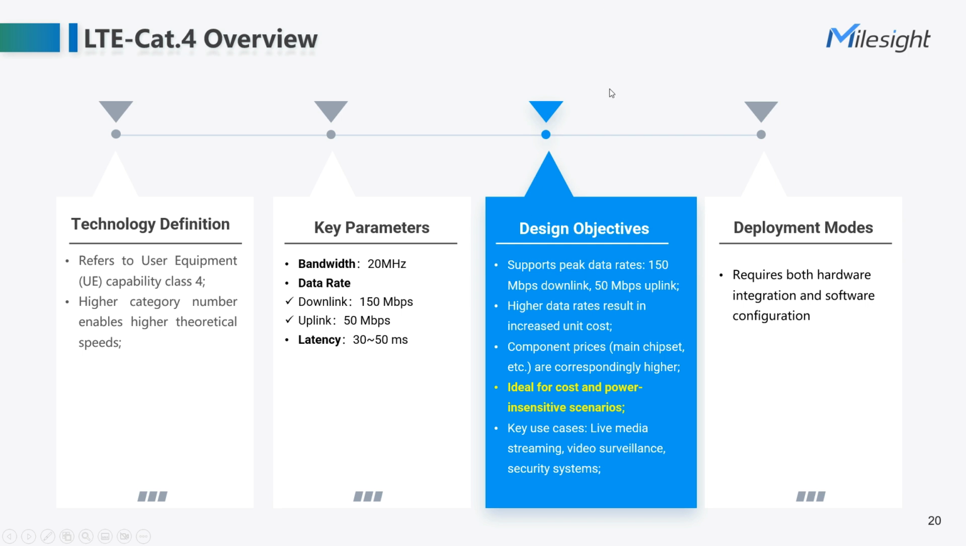Now, before IoT became a mainstream concept, Cat 4 was primarily serving our early smartphones and tablets. It was the backbone of our mobile internet experience. But it was also crucial for high-speed mobile broadband devices, like our 4G industrial cellular routers, and for professional equipment that demands high data rates, like HD security cameras and live video broadcasting setups. For these kinds of applications, Cat 4 has always been the go-to choice.